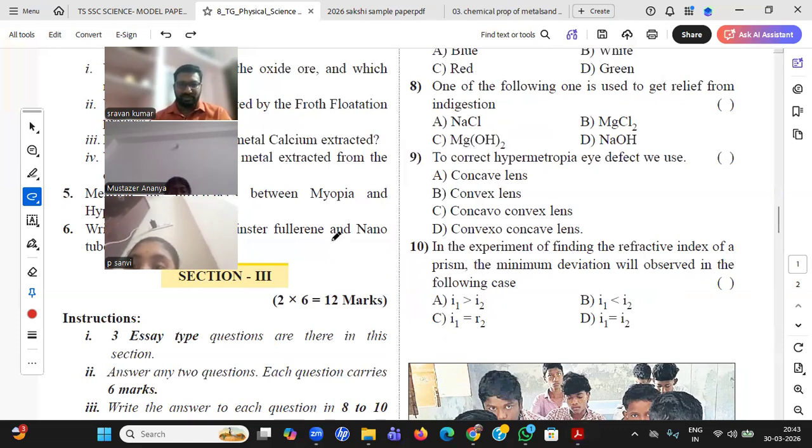Okay, Ananya, give some answer. Come on, Sanvi. Beautiful girl. In the experiment of finding the refractive index of the prism, the minimum deviation will be minimum, student.